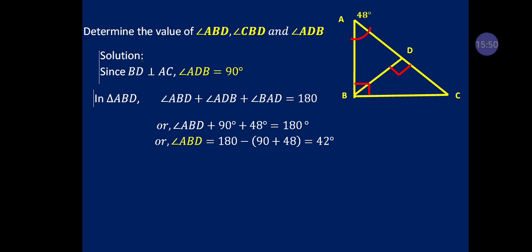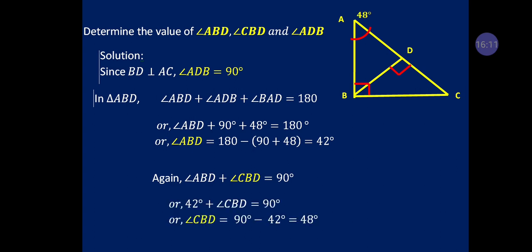Let us find the second one, CBD. Now look at the picture carefully. Look at the angle ABC. This one is a right angle. So we can tell that ABD plus CBD is 90 degrees, right? We need to find CBD. As you can see, ABD from the previous line is 42 degrees. We have solved it, right? So CBD is 90 minus 42, which is 48 degrees. Okay, that question is done. Let us see the second question.